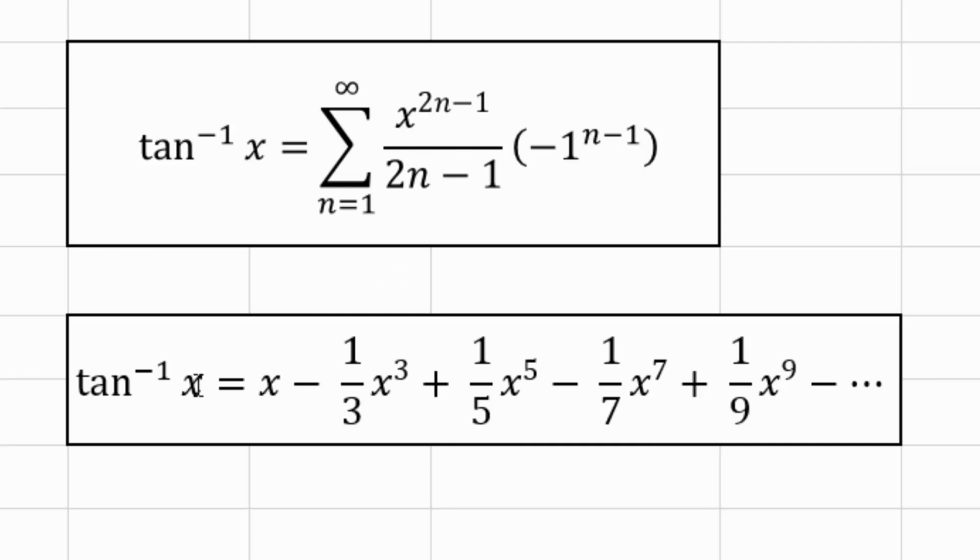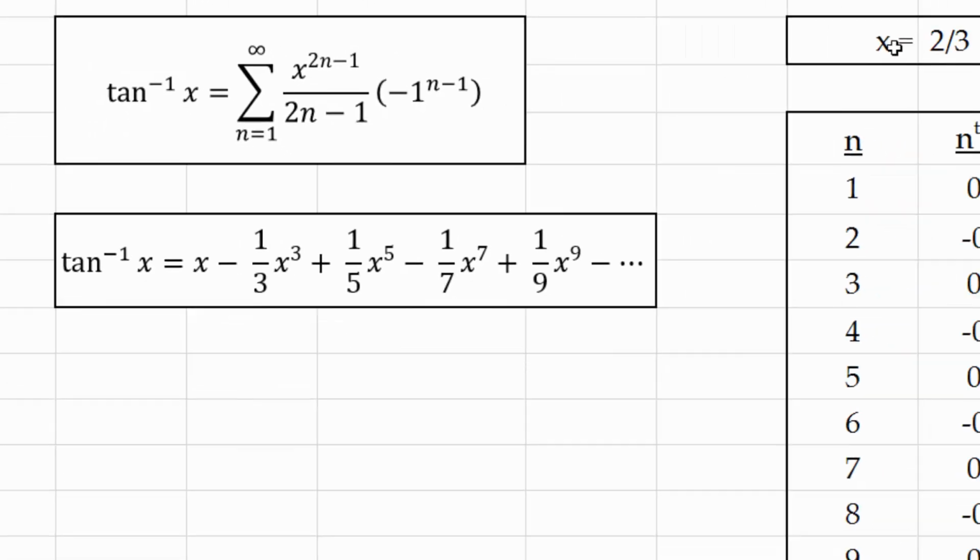You start with your x and you subtract 1/3 of x cubed and add 1/5 of x to the fifth, and so on. So each successive term in the series, you go up 2 powers here in the exponent. You alternate minus and plus, and you go up 2 in the denominator each time as well. So the denominator should match the power, and so on. So that's pretty simple there.